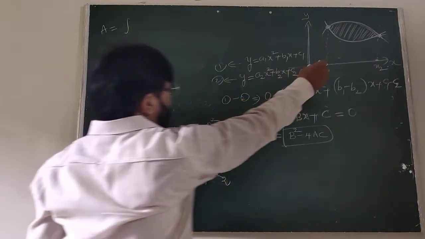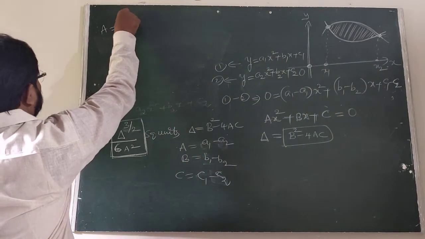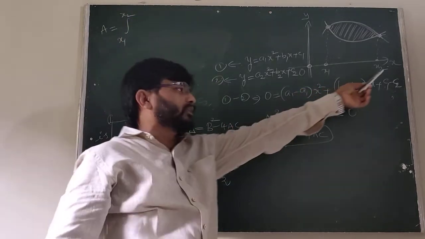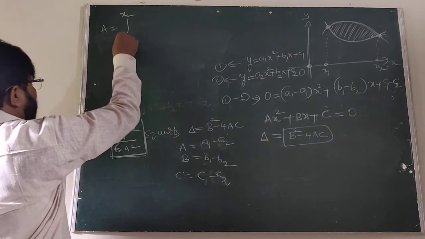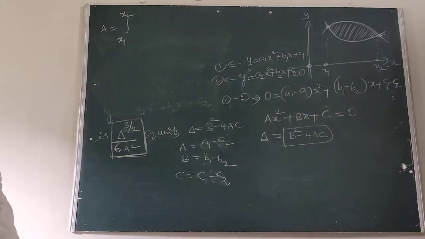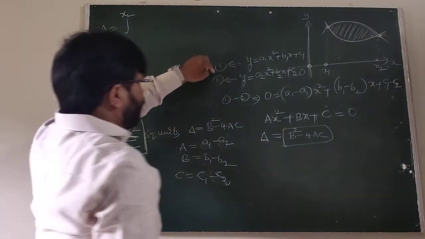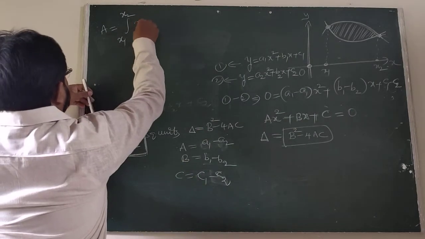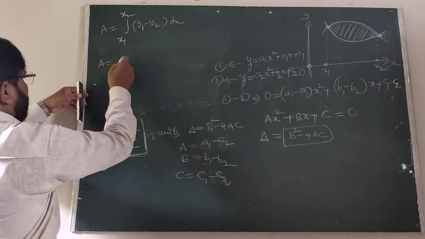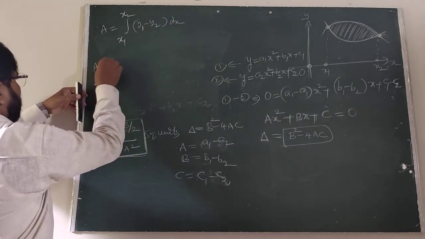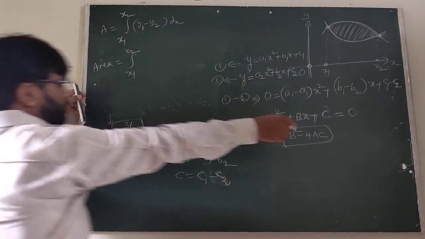What are the limits? The limits are x1 and x2. That means x equal to x1 here, this is x equal to x2. Let x1 comma x2 be the limits. When we are taking y1 minus y2, y1 minus y2 into dx. Therefore the required area equals the integral from x1 to x2 of y1 minus y2 dx.